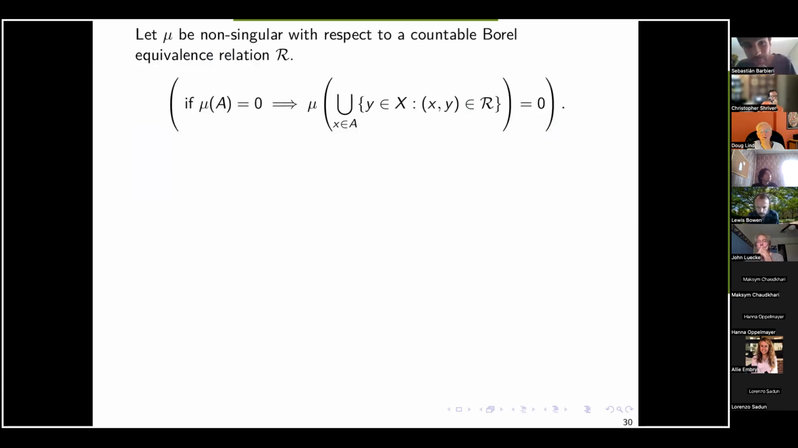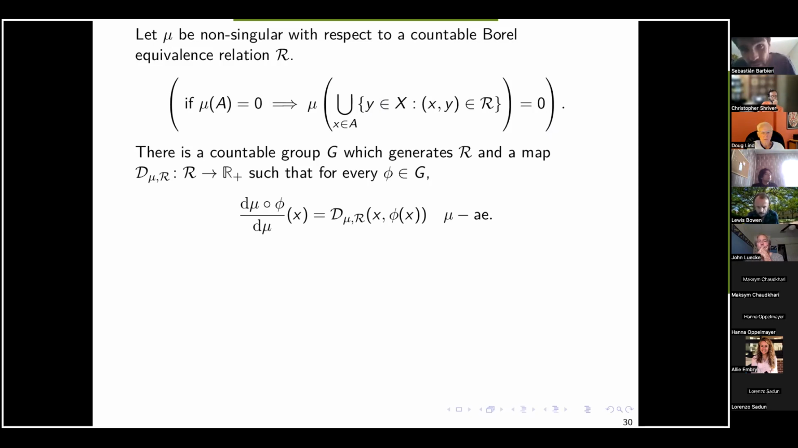Now, I take a measure which is non-singular with respect to a countable equivalence relation, such as the asymptotic relation. For such an equivalence relation, I can find a countable group which generates the relation. For the asymptotic relation, I can construct a countable group that induces this equivalence relation as the orbit relation. For each one of these maps, I can consider the Radon-Nikodym derivative of dμ composed with phi with respect to dμ, and wrap them all into one big cocycle, which is defined almost everywhere.